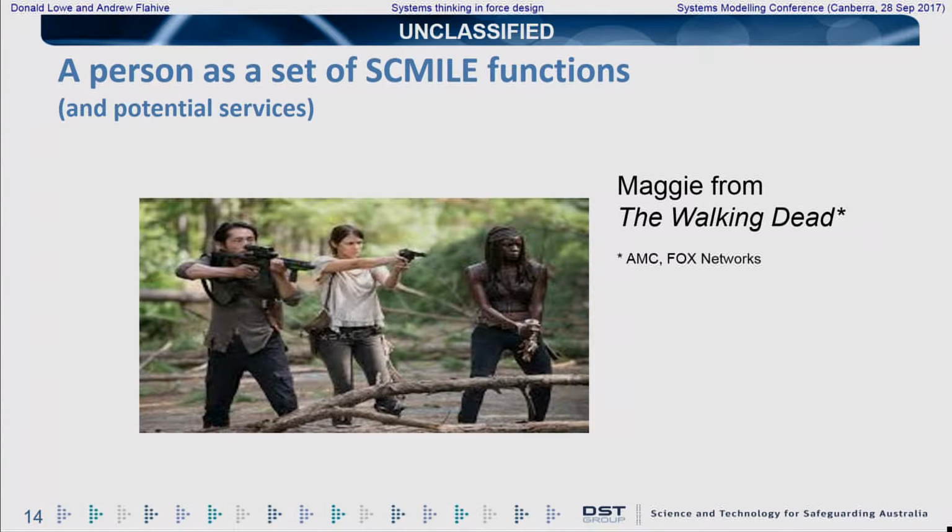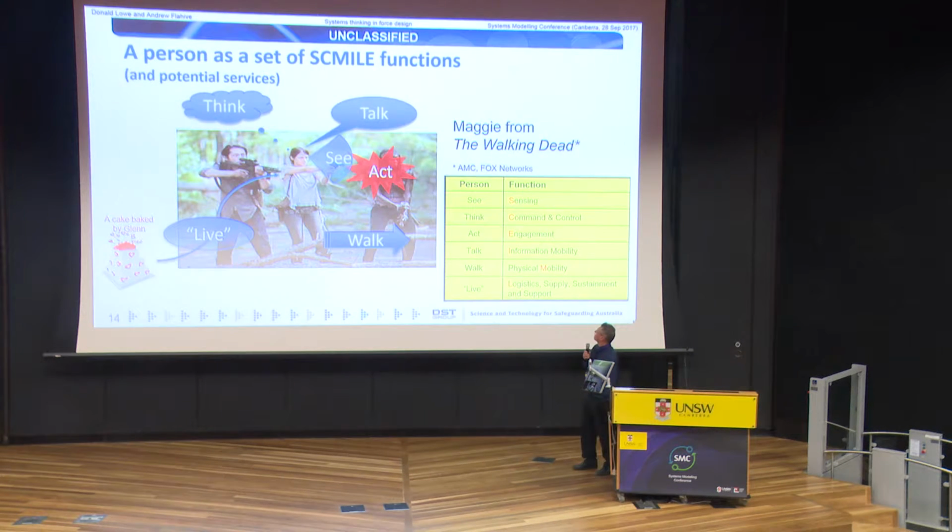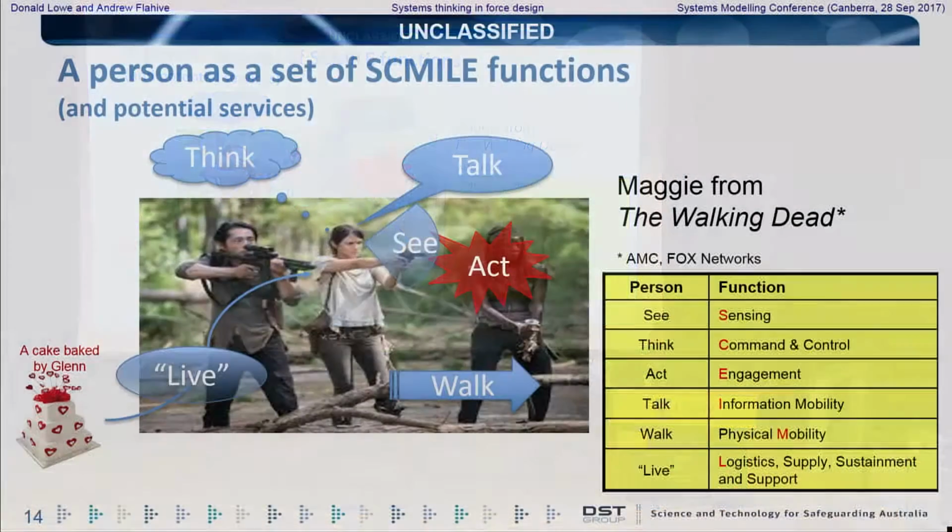Just a quick metaphor based on my boss's favourite example. This is Maggie from The Walking Dead, and breaking these services down, we've got the see, the think and the act, roughly aligning to the OODA loop: observe, orient, decide and act. Then we've got the talk aspect, the mobility, the walk, the transport aspect, as well as the live. Maggie doesn't actually have to eat all the time to be able to do these other things, but as long as she's eaten earlier in the day, she can perform these functions, and she'll probably have to eat later on in the day as well. But it's this live aspect, this logistics, supply and support, that enables all of the other functions to operate.